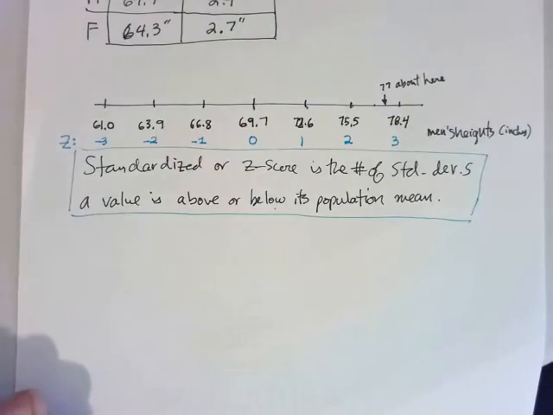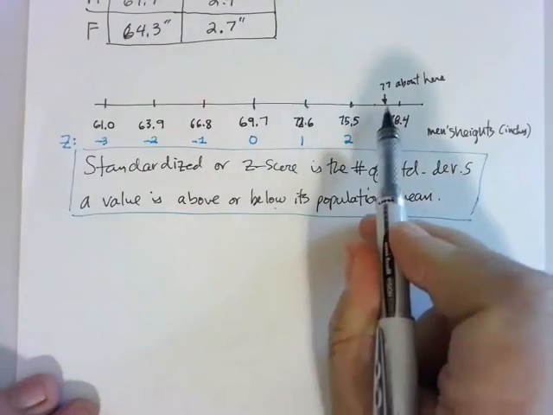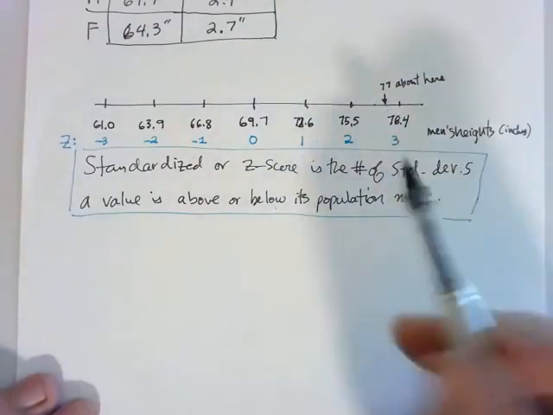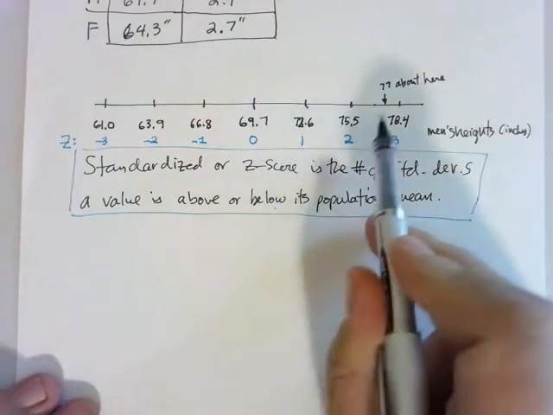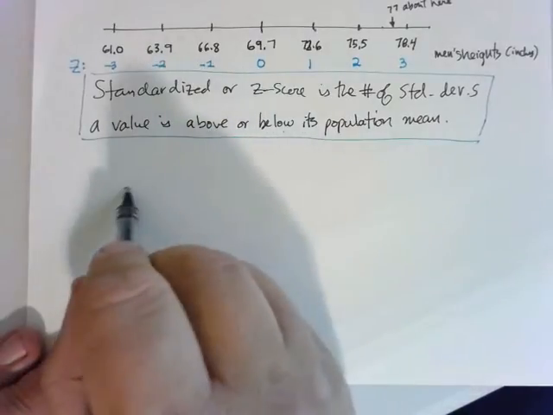And the way we compute a z-score is we simply see how far a value is above the mean, and then we divide that by the standard deviation, which will tell us how many standard deviations it is above the mean. I can write this down as a formula. It's often called the z-score formula.